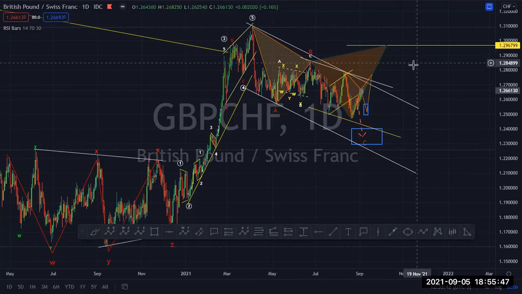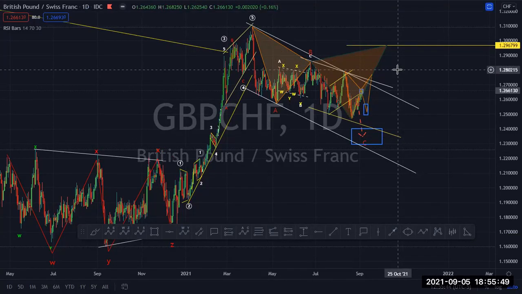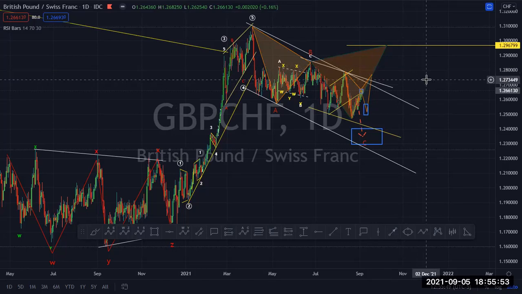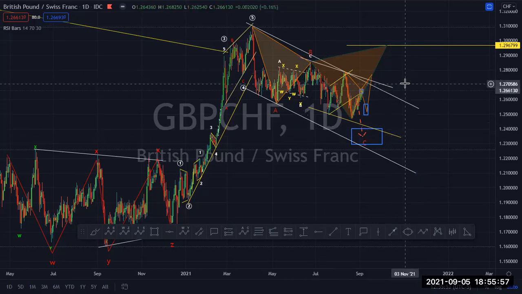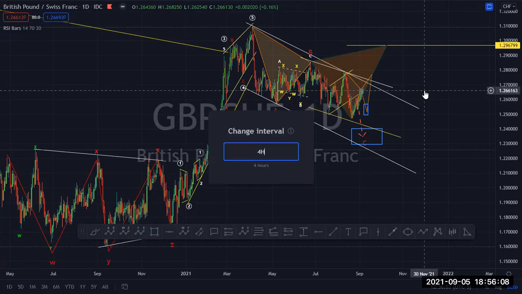Pounds chef. We have a harmonic pattern developing. So now the question is, because we have a channel here, are we going to get another sell? Remember, almost all the pound pairs are going up. With this one different, let's check 4 hours.